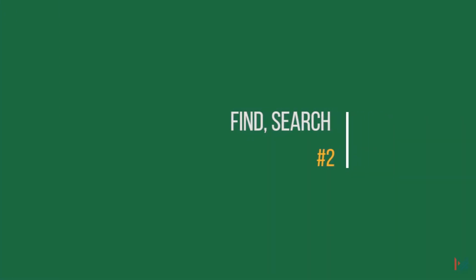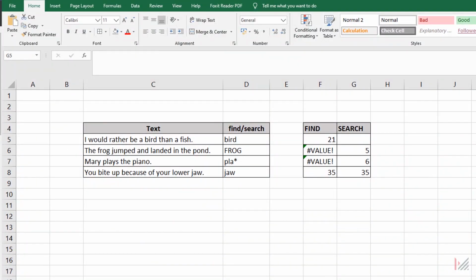Tip number 2, find and search function. We use this function to look for specific text in a cell. It actually returns the position of the matching text. Here you can see I have some text here and the specific matching text is in the next column. Let's see how search function works.